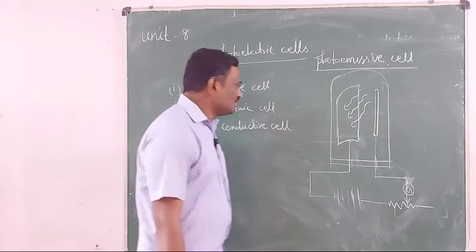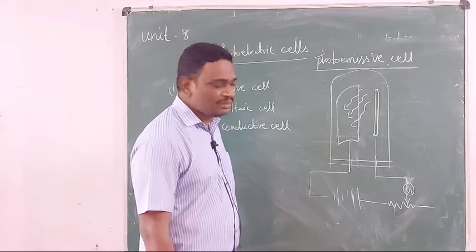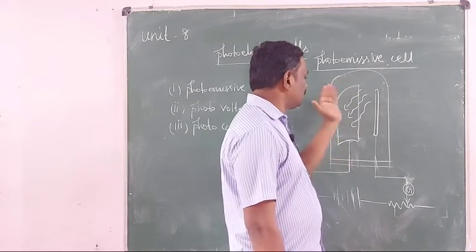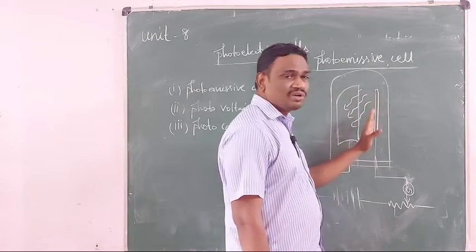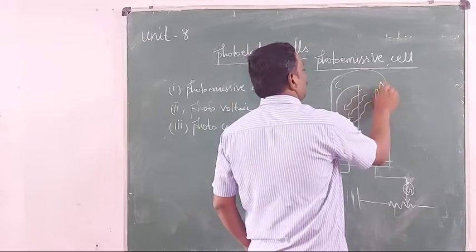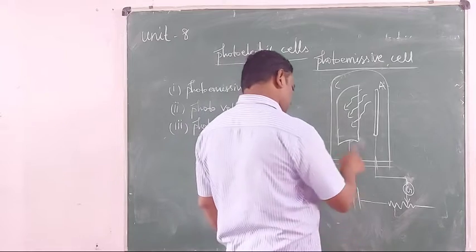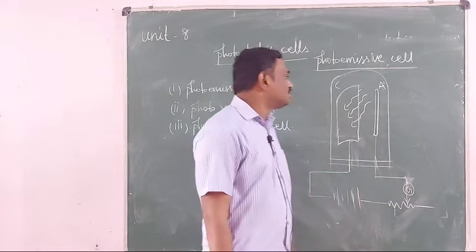The photoemissive cell consists of an evacuated quartz bulb, in which a semi-cylindrical cathode is placed, and a thin wire or thin rod acts as the anode. So this is the cathode and this is the anode. These cathode and anode are connected in series with a battery, a rheostat and a galvanometer.